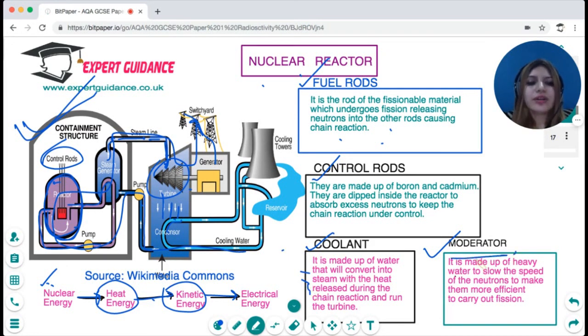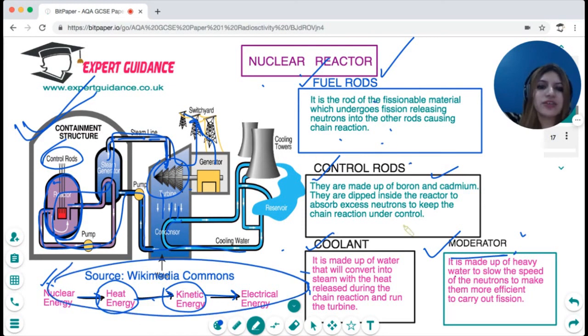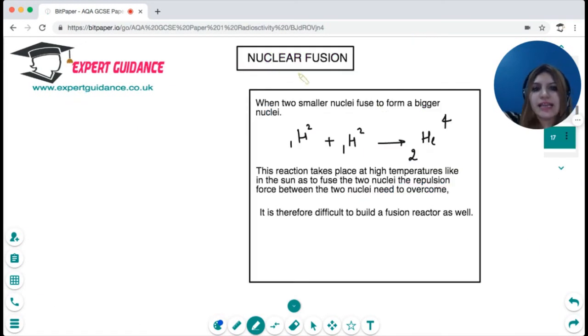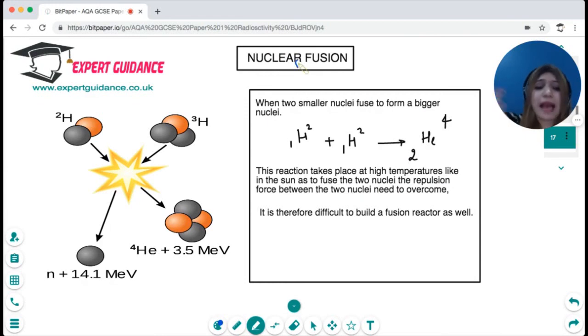And the moderator is the heavy water which we put into the reactor that tries to slow down the neutrons so that they can be more efficient in carrying out the fission. Okay, so you should know the components of the reactor, this flow chart, how the reactor works, and the different components and their uses. Next comes nuclear fusion, which happens naturally in the sun.